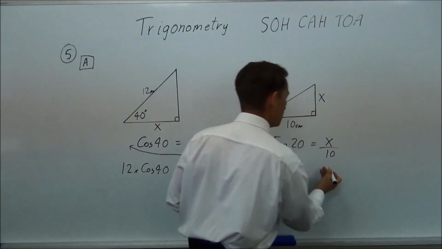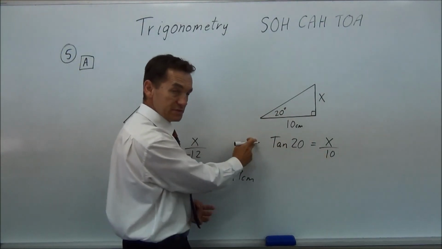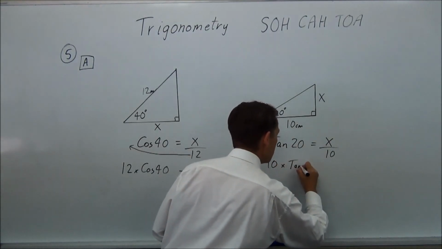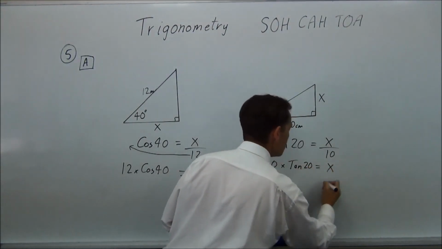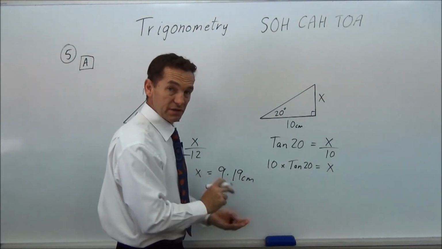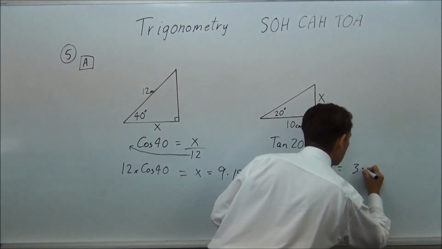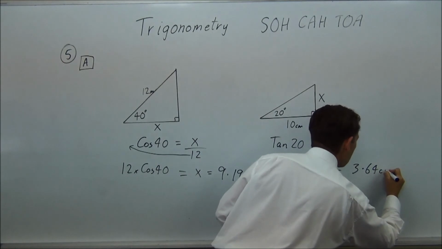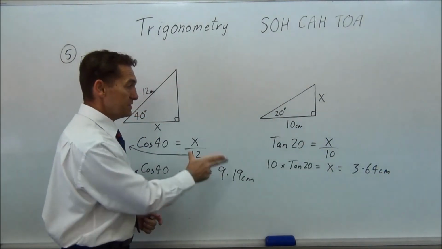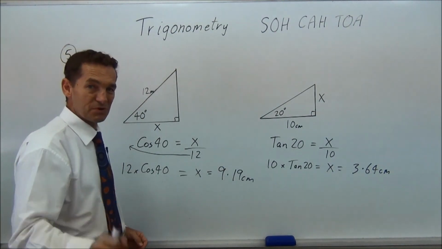So again, just like here, the 12 went up here, the 10 is going to come up. So we're going to get 10 multiplied by tan 20 equals x. It's just basic algebra. So if you do that on your calculator, punch it in, you get 3.64 centimetres, and it's pretty straightforward. We'll be back in a sec and we'll see what happens when x is on the bottom.